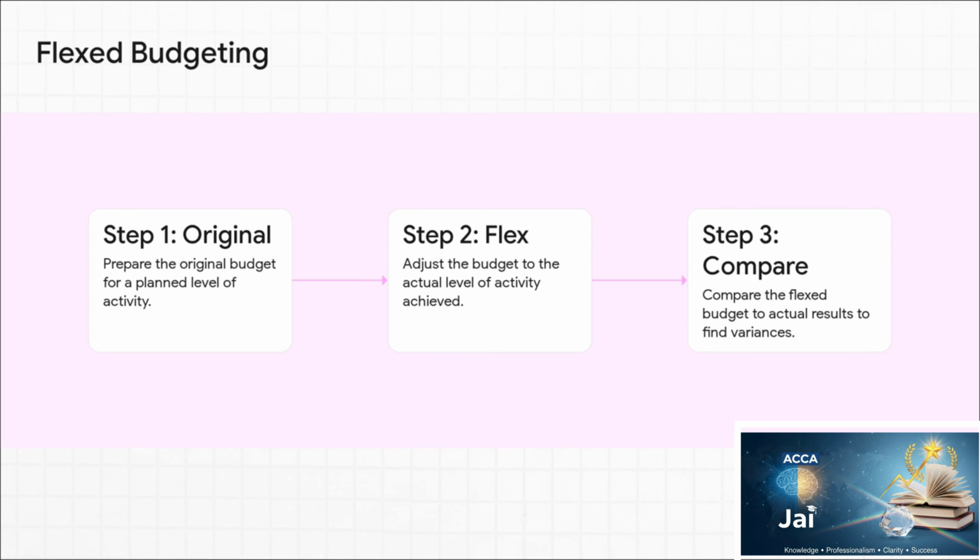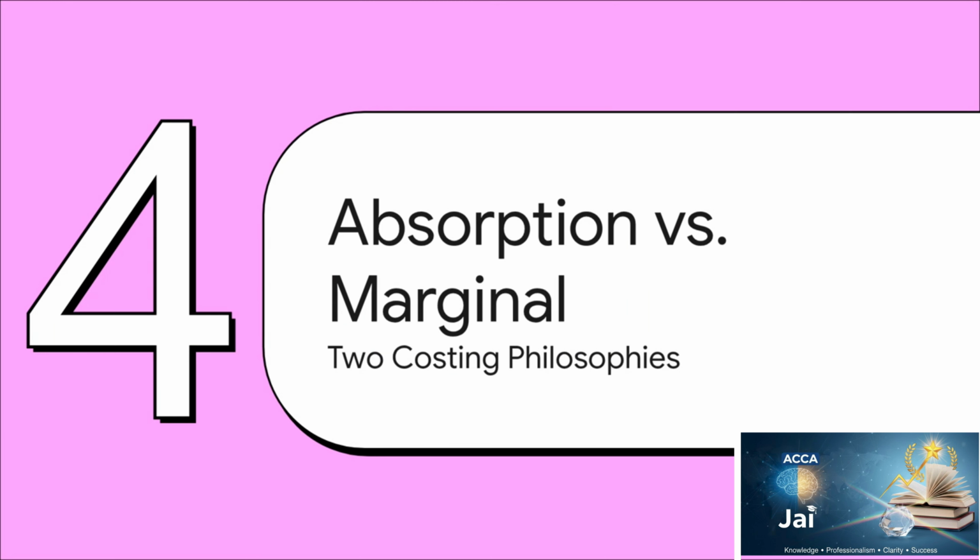Those differences are called variances, and they tell you exactly where you did better or worse than you planned. It's a fair and really insightful way to measure performance. Okay, it's time for the main event. We're going to dive into 2 of the most fundamental, traditional costing methods out there.